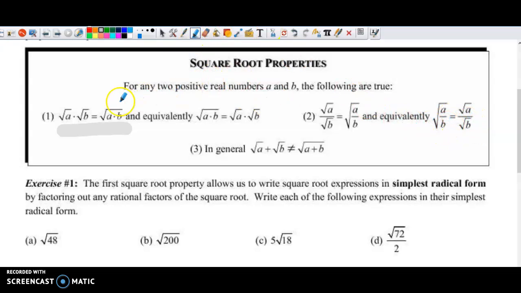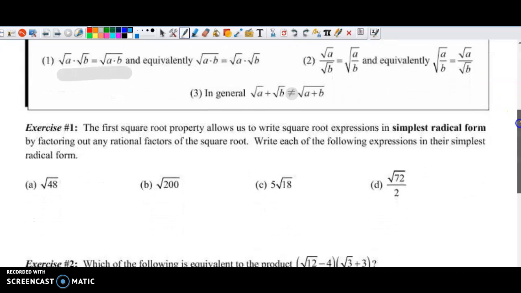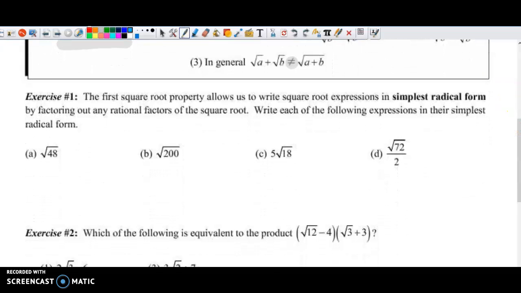But that only works for multiplication and division. Addition and subtraction is not equal to. So don't fall into that trap. So what we're practicing here is what's called simplest radical form. And there's kind of a long way to do this. There's a short way, but then there's a way that a lot of math teachers teach.